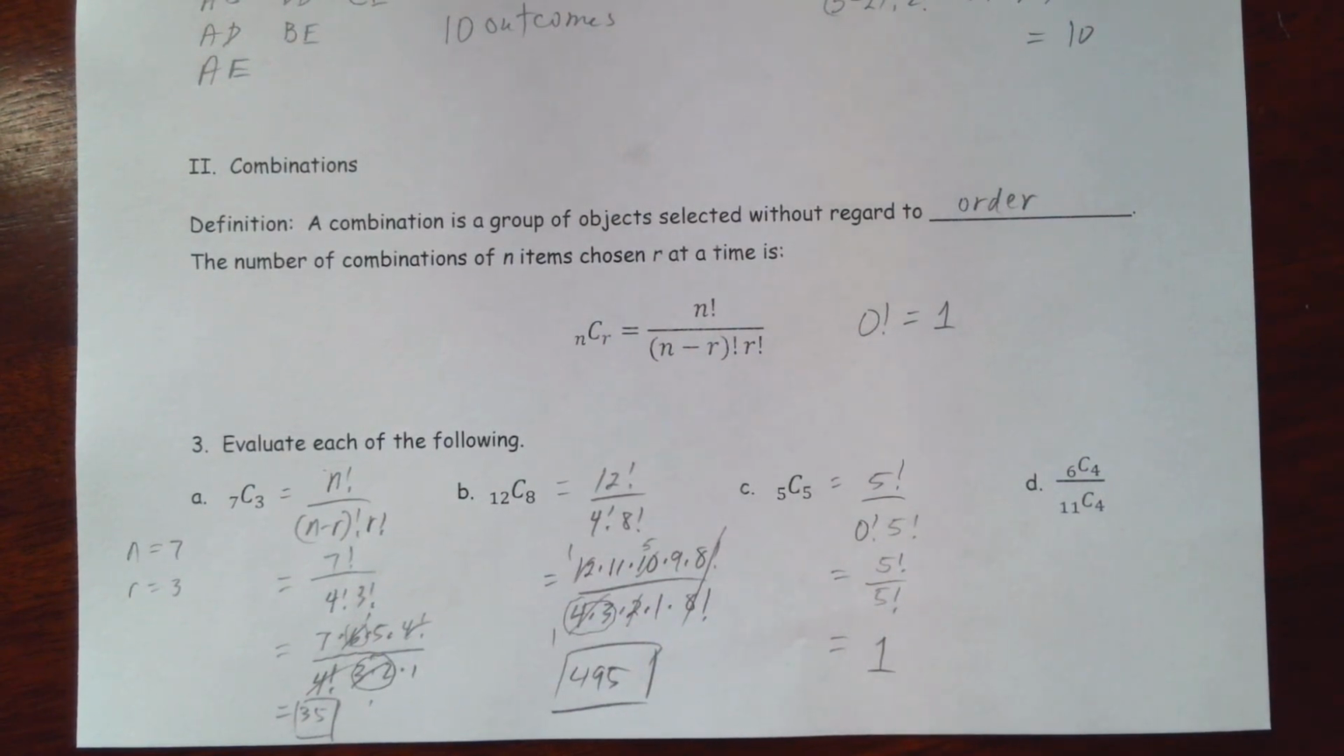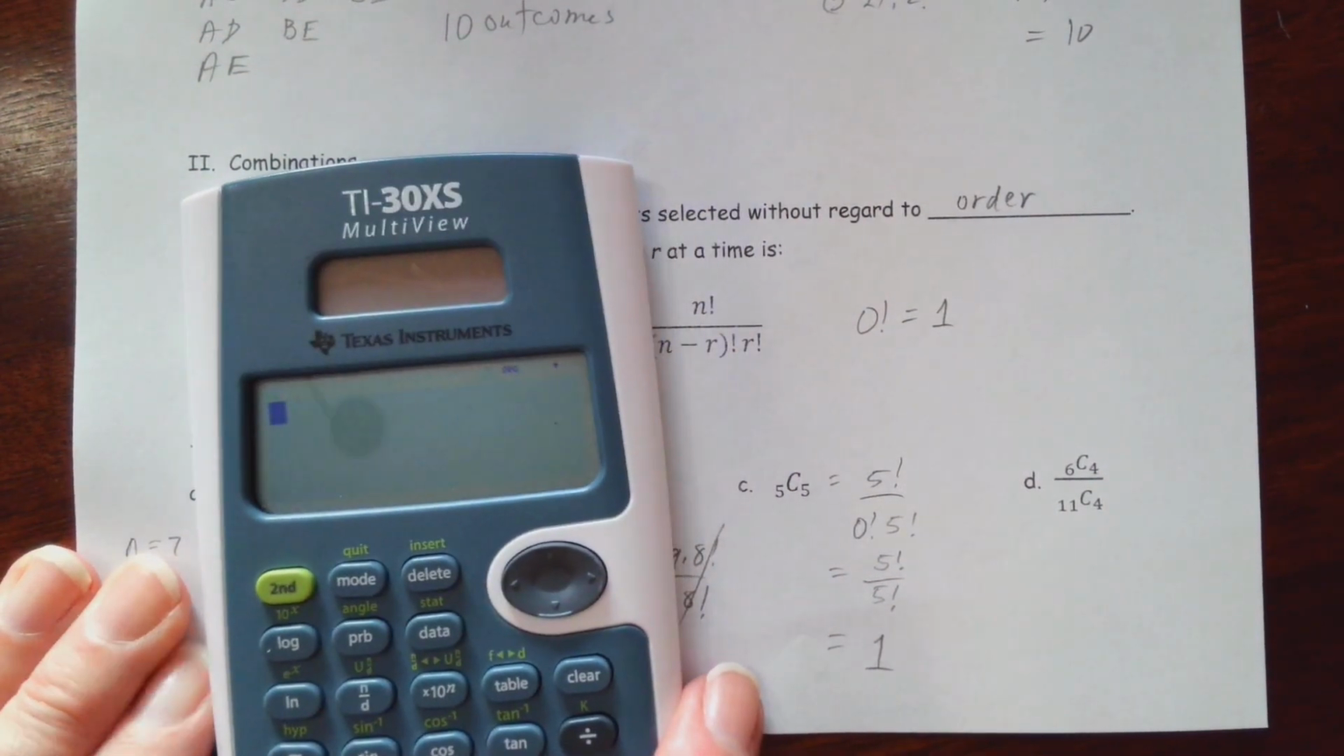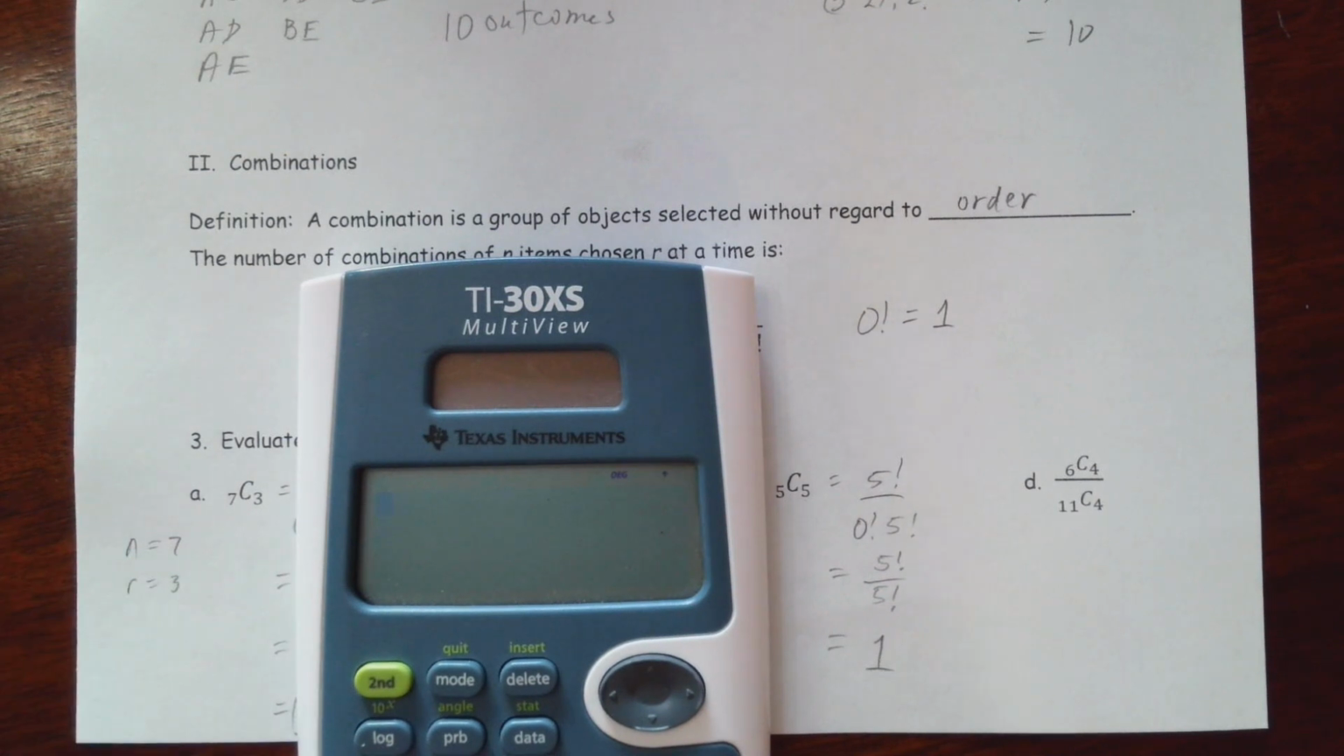And I would encourage you to do letter D on your calculator. I mean, you could do it by hand, but I think just doing it on your calculator will be fine. So let's see. First of all, I'm going to put in my fraction button, and then we'll do 6, probability button, option 2, and then 4, and then 11, probability button, option 2, and then the 4, and we get 1 over 22.